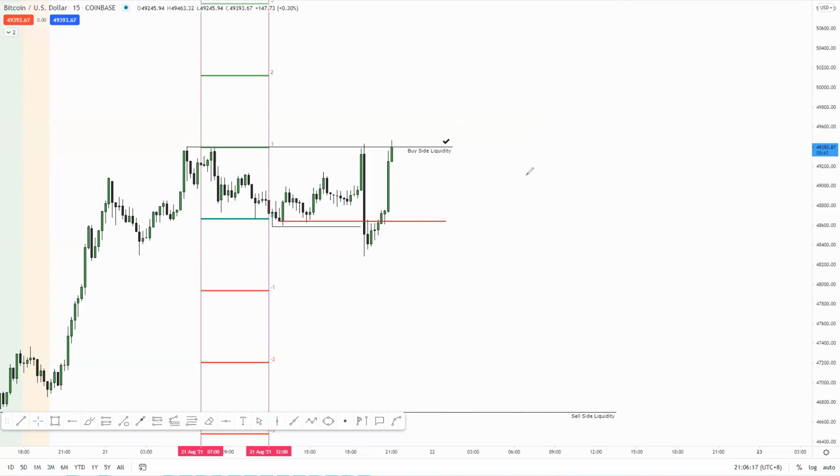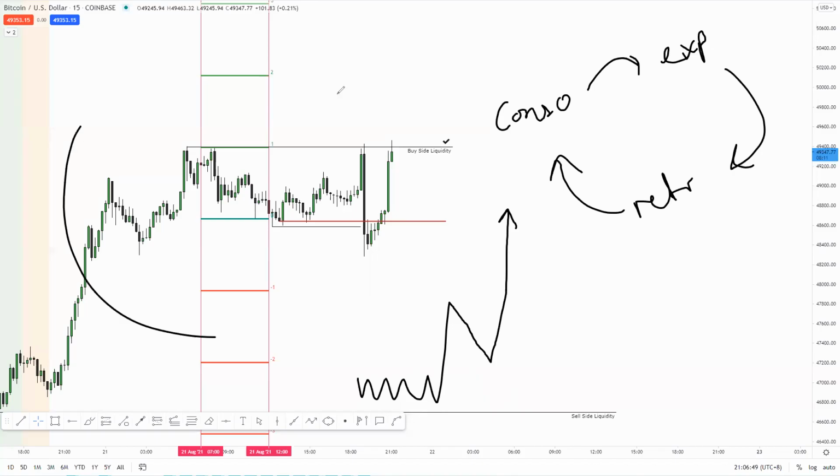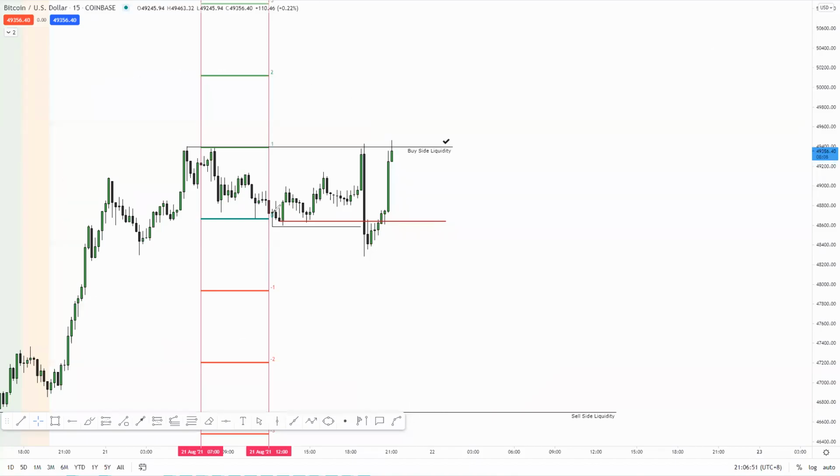Then secondly, you have consolidation, expansion, retracement, and then the process repeats itself, right? That's the consolidation, expansion, retracement, and higher you go. You have all of that for this profile.